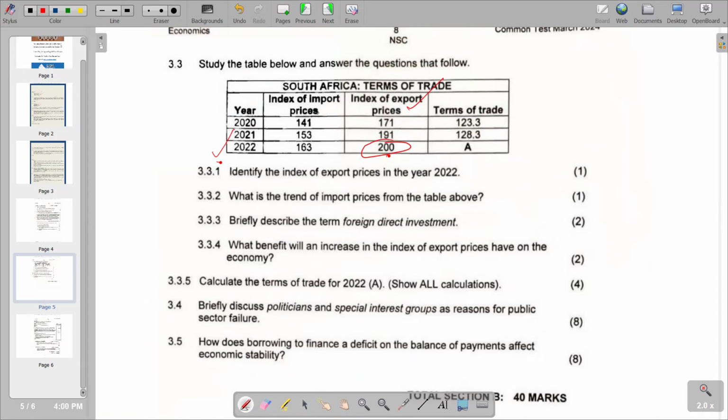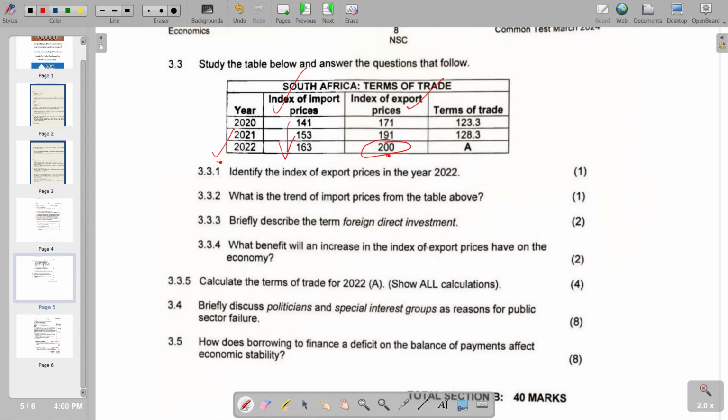Import prices is here in this column. And the trend, we see that 2020 it was 141, 2021 it was 153, 2022 was 163. So basically we are seeing that it's increasing. So that's the trend that is there. It's an upward movement, or just say it's increasing. That's correct. Then we go to 3.3.3, briefly describe the term foreign direct investment.